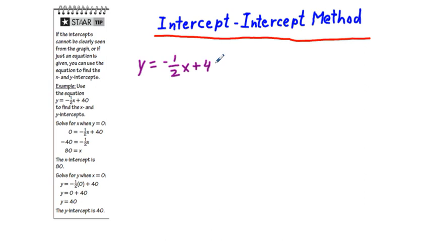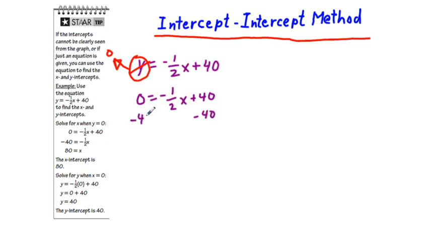Well, in the intercept method, what you do is to find the x-intercept, we're going to set our y value equal to 0. And when we do that, we get 0 equals negative 1/2 x plus 40. And then if we subtract 40 from both sides of this equation, we have negative 40 equals negative 1/2 x.